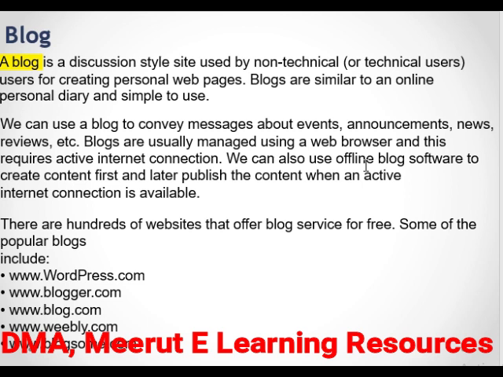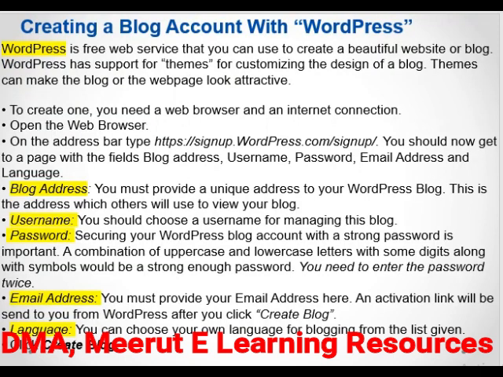Blogs are usually managed using a web browser, and this requires an active internet connection. We can also use offline blog software to create content first and later publish it when an active internet connection is available. So we have both online and offline services for blogs. Some examples of blogs are WordPress.com, Blogger.com, Blog.com, Weebly.com, Blogspot.com. You can remember any five. Here we have given an example of WordPress. WordPress is a free web service that we can use to create a beautiful website or a blog. So you can try it and use it.